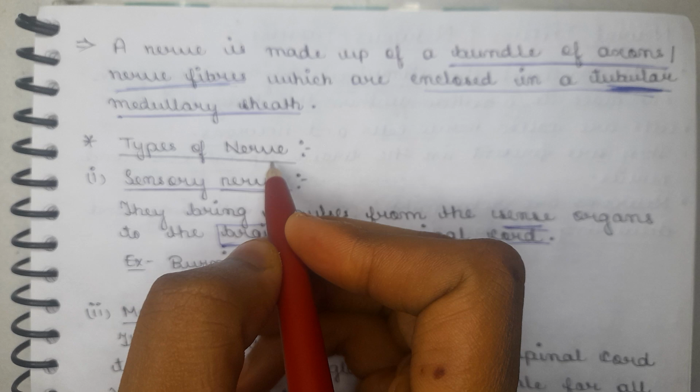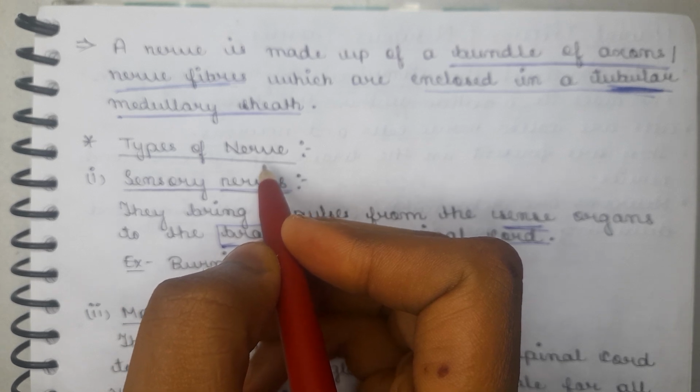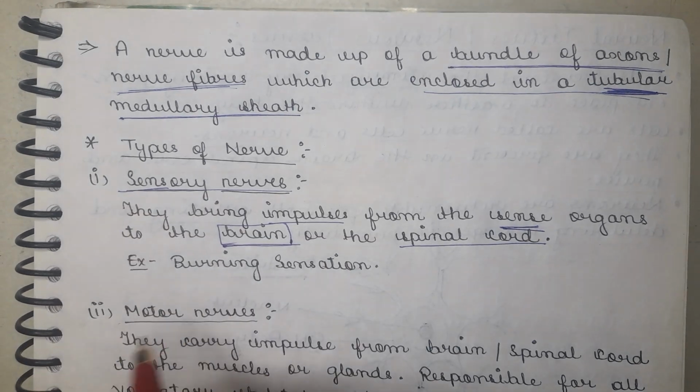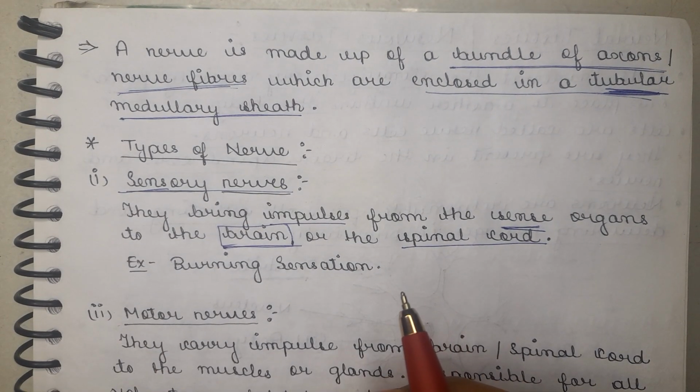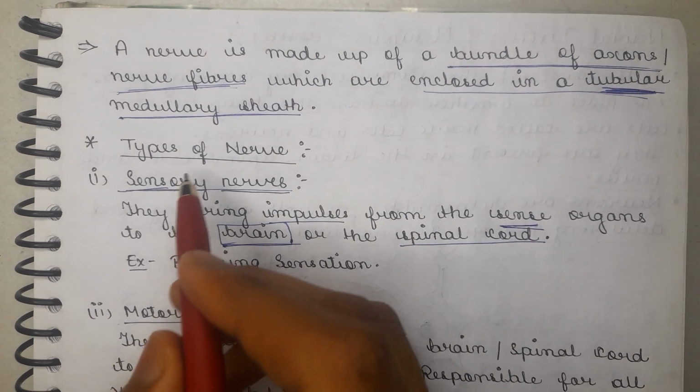Now the types of nerves. Basically, there are three main types of nerves in the human body. The first one is sensory, the second one is motor, and the third one is mixed nerves. These nerves are classified based on their functions.